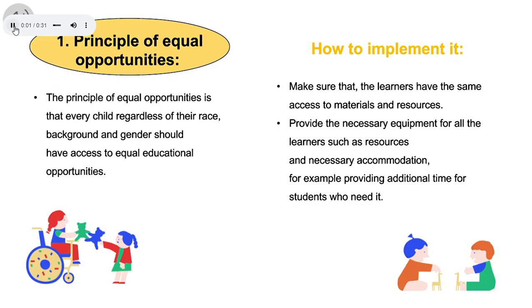Principle of equal opportunities. The principle of equal opportunities is that every child, regardless of their race, background, and gender, should have access to equal educational opportunities. How to implement it? Make sure that the learners have the same access to materials and resources. Provide the necessary equipment for all the learners, such as resources and necessary accommodation. For example, providing additional time for students who need it.